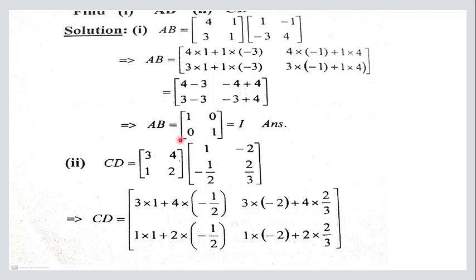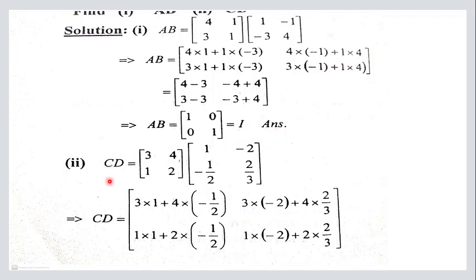This is also called the identity matrix. In an identity matrix, the main diagonal elements are only 1. Other than the main diagonal elements, the other elements are 0. So this kind of matrix is called an identity matrix. Therefore, I is written here, because I stands for identity matrix, and this is the answer.